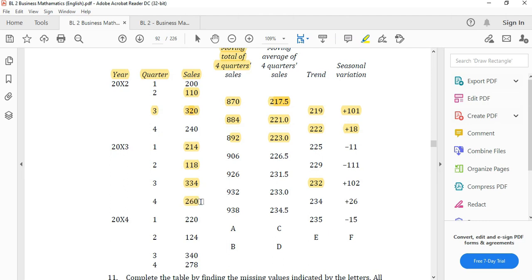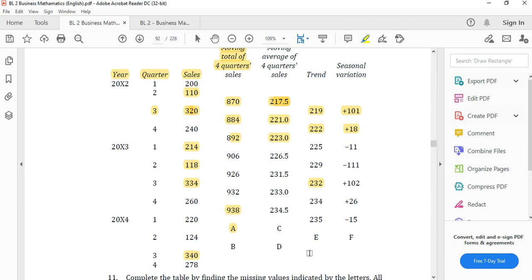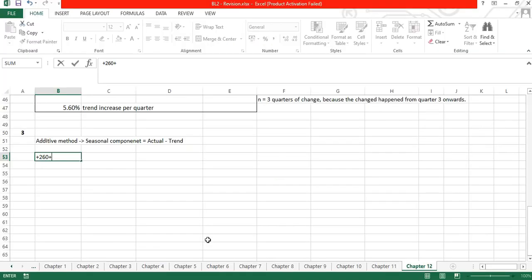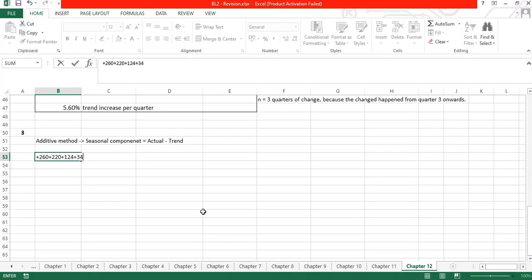334 plus 260 plus 220 plus 124 is only 938. Then what should be A? A should be 260 plus 220 plus 124 plus 340. What's the answer? 260 plus 220 plus 124 plus 340 is 944. That is A.